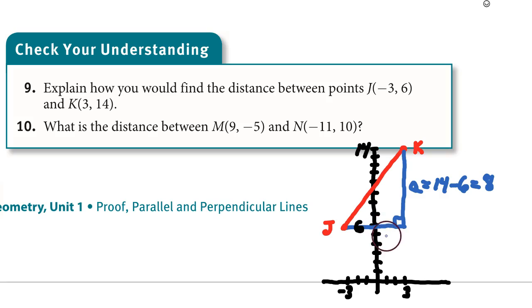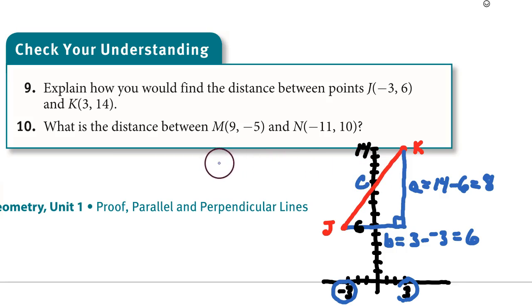Across the bottom of the triangle is the lowercase b, the base. We could subtract the x-coordinates to find how long that is. This spot here has an x value of 3. Point J has an x value of -3. We can subtract those. 3 subtract -3, that's 6. JK is the lowercase c in the Pythagorean theorem.